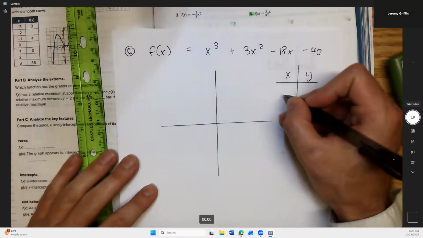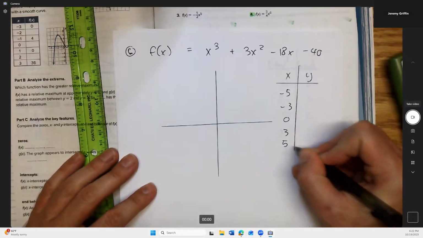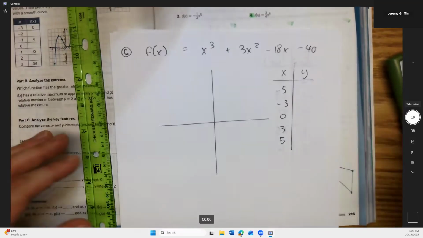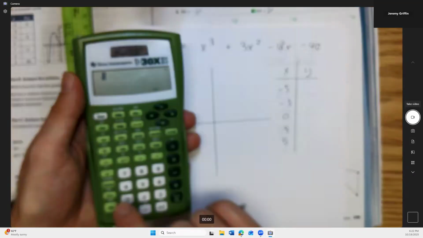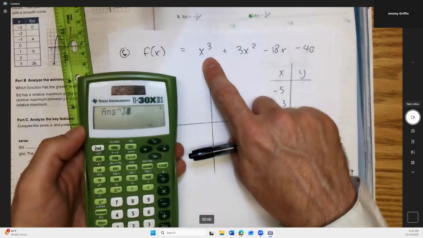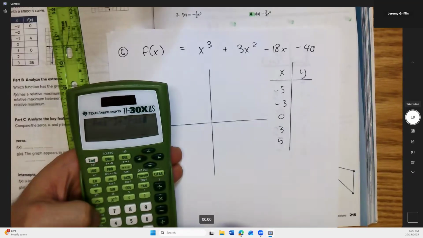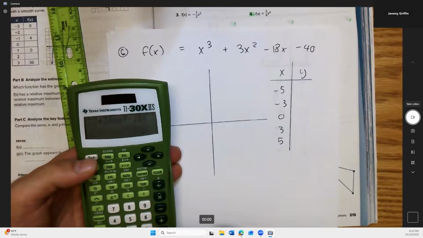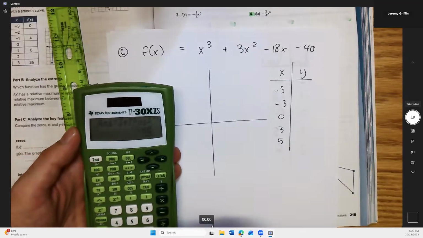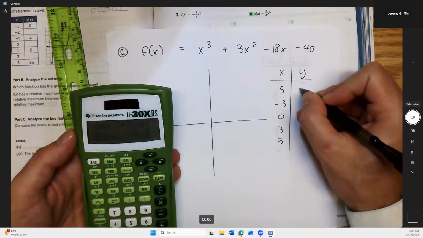Let's go -5, -3, 0, 3, 5. Of course, the more points you plot, the more accurate it's going to be. I'm just showing you guys an idea. So we have x to the 3 plus 3x squared minus 18x minus 40. So if I plug in -5 and plug that in, oh, was it -5?